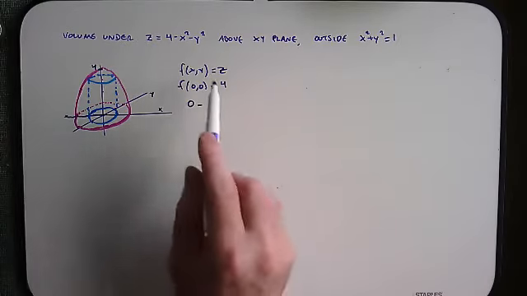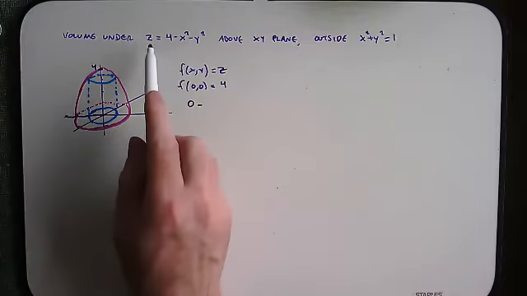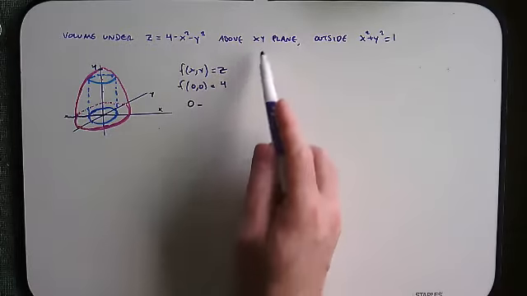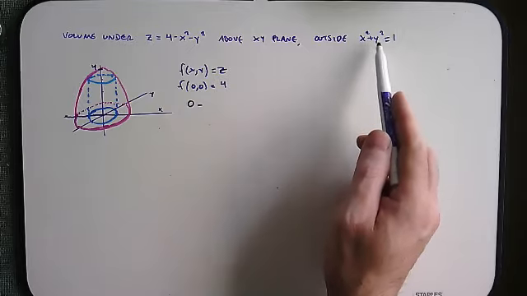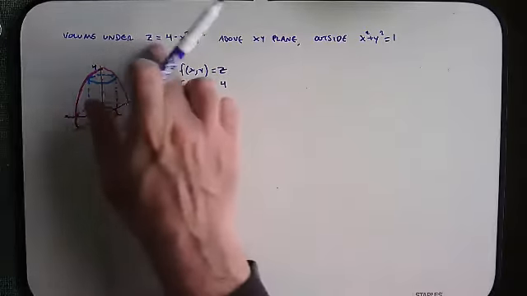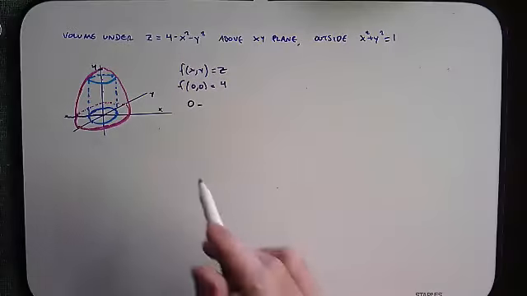We're looking at problem 1, the volume under the paraboloid z equals 4 minus x squared minus y squared, above the xy plane and outside x squared plus y squared equals 1. So I just started taking a look at what each one of these surfaces will look like.